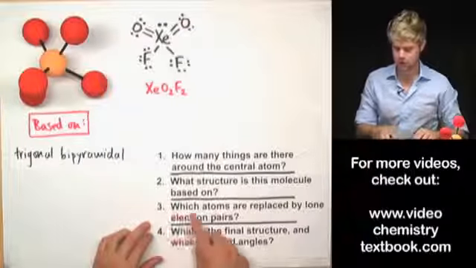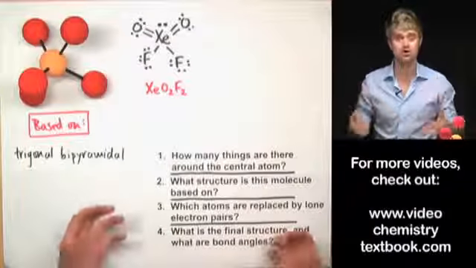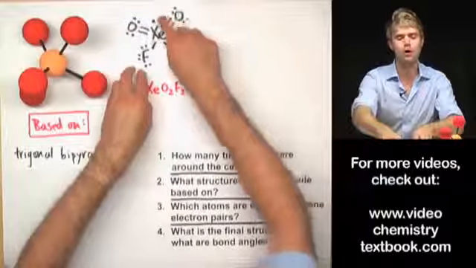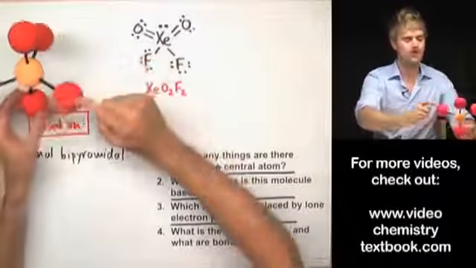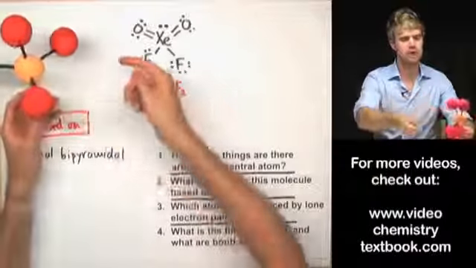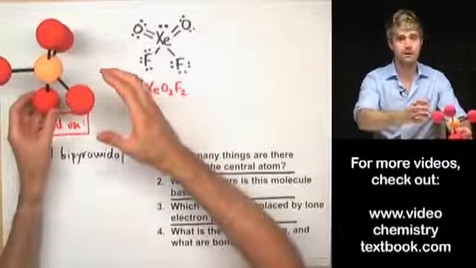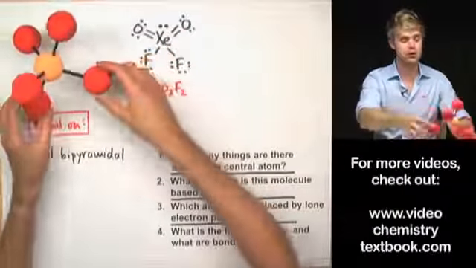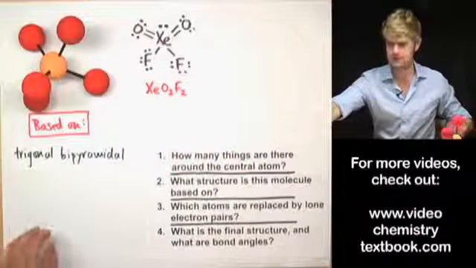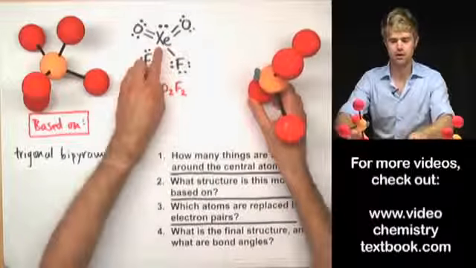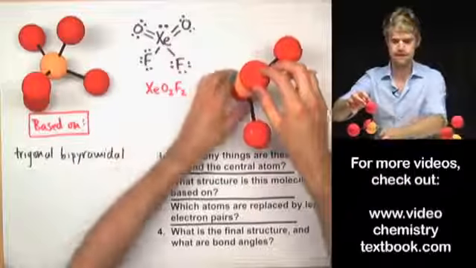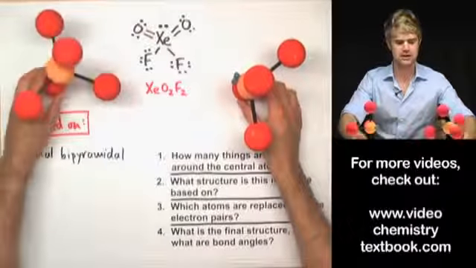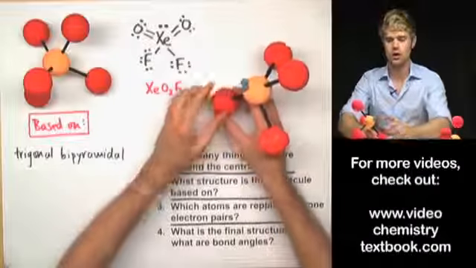So number 3 here asks which atoms are replaced by lone electron pairs. So in this molecule, there are 4 atoms and then 1 lone electron pair, which means that one of the atoms in this trigonal bipyramidal molecule is going to be replaced by a lone electron pair. Now, if you remember from what we said earlier, it's the equatorial atoms that get replaced by lone electron pairs first. So that means that our final structure of this molecule is going to look like this, where you can see here one of the equatorial atoms has been replaced by a lone electron pair.